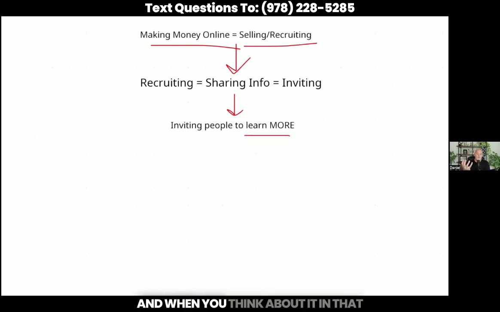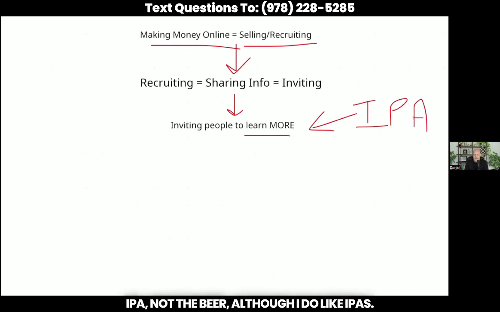And when you think about it in that way, what you're actually doing right here is also known as the IPA, right? Income producing activity, IPA, not the beer, although I do like IPAs. But if you want to make money online, get good at this right here, income producing activity. Get good at inviting. Okay. So we're going to continue to go down this rabbit hole and dig a little deeper.